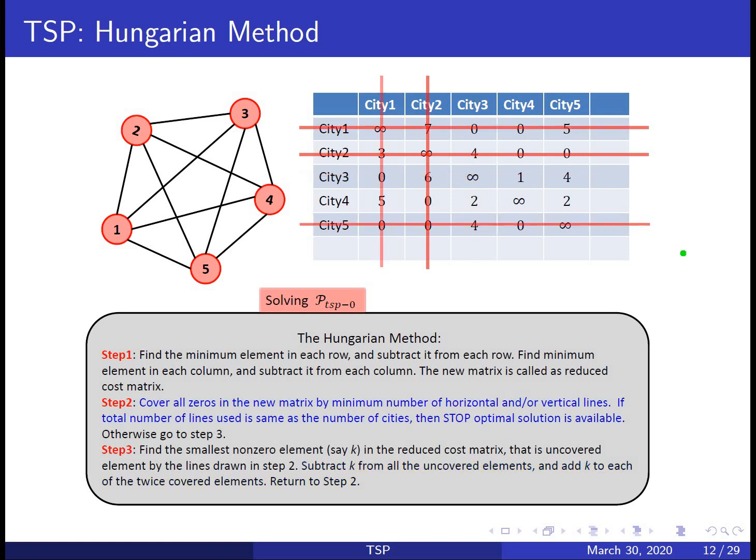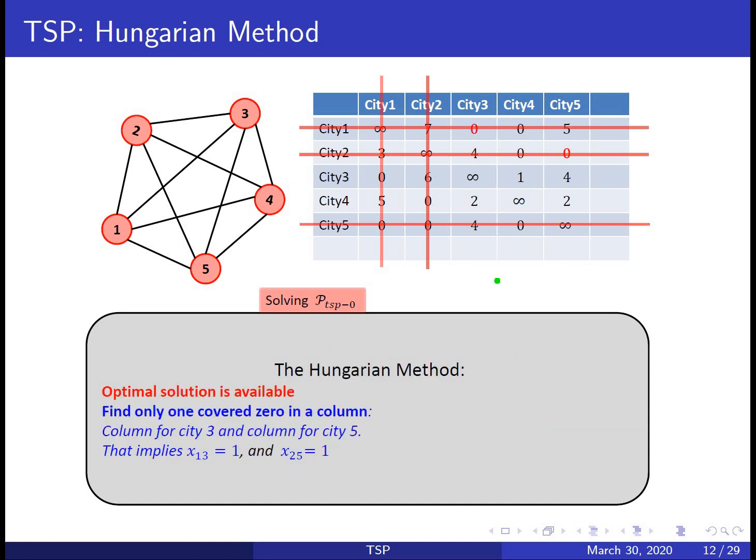Now in the new matrix, I try to cover the zeros with the minimum number of horizontal and vertical lines. If the minimum number of lines is equal to the number of cities, then I have a solution. And here we need 5 minimum lines to cover all the zeros. So that means I have the solution for the assignment problem.